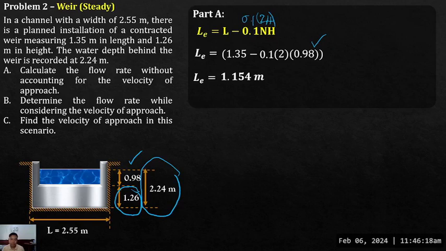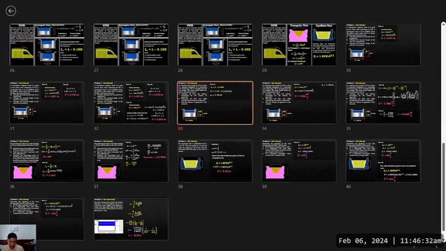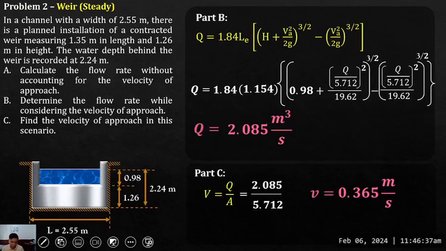Sir, paano po nakuha yung Q sa part B sa problem 2? Yung Q sa part B, based sa formula. Diyan nakuha: 1.84 effective length times the quantity h plus VA squared over 2G raised to 3 halves minus VA squared over 2G raised to 3 halves. So, dyan siya galing yung Q sa part B.